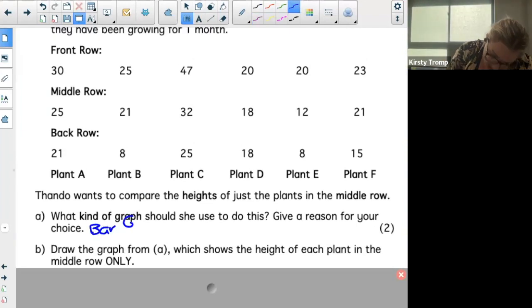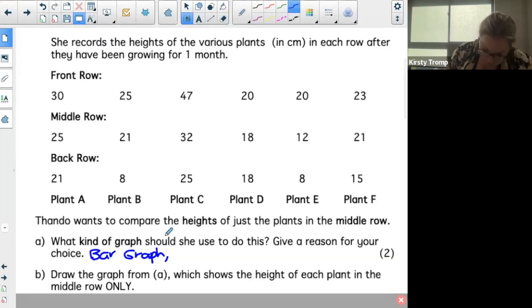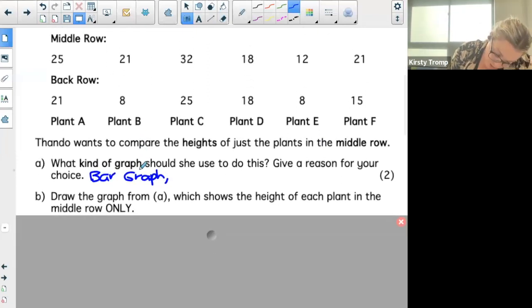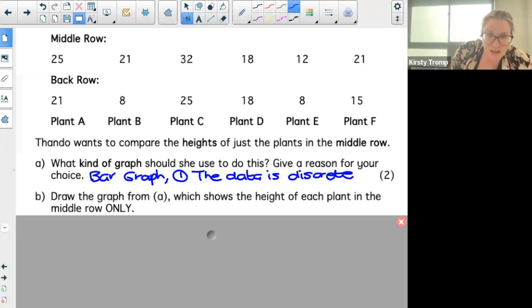And it says give a reason. Give a reason for your choice that we chose a bar graph. There are different reasons that you could use. One of my reasons, reason number one, I'm going to say the data is discrete. So in other words, it's all whole numbers. That's one of the reasons I can use a bar graph, because the data is discrete.